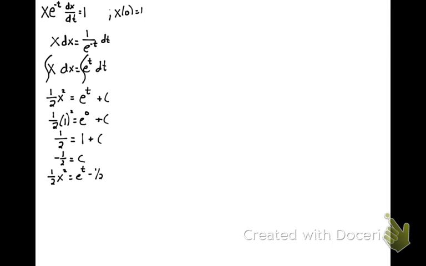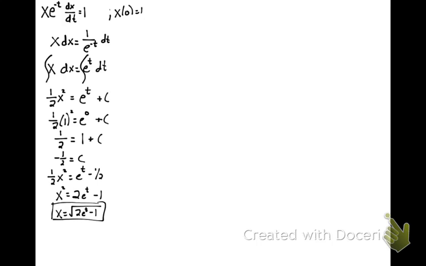And now we're able to finish this problem. We just need to solve in this case for x. So multiplying both sides by 2, x squared equals 2 e to the t minus 1. And take the square root of both sides. x equals the square root of 2 e to the t minus 1. This is our fifth point because we've actually gotten the correct equation, and we've shown all our work the entire way so that we'll get all 5 points on this free response question.